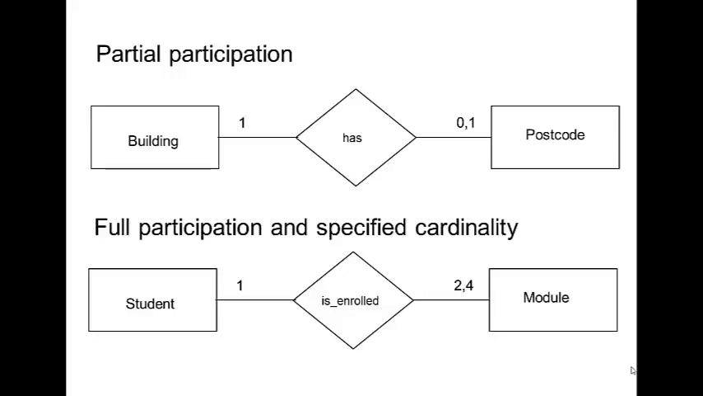Full participation means that the relationship must exist. So in the example below, each student is either enrolled in 2 or 4 modules. There's GIS students, part-time students, GIS students here at Kingston enroll in 2 modules per year, full-time students enroll in the 4 modules. So each student must either be enrolled in 2 or 4 modules. A student cannot be enrolled in no modules in this example.